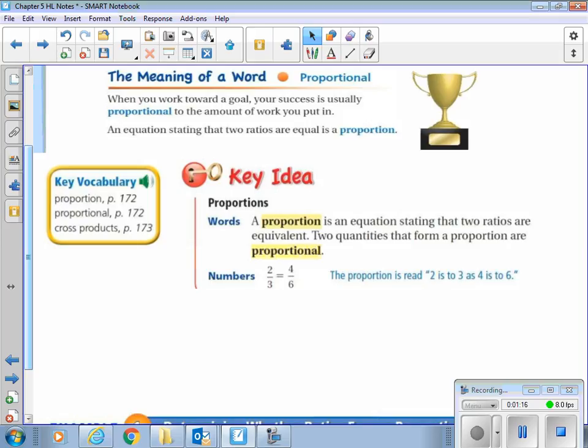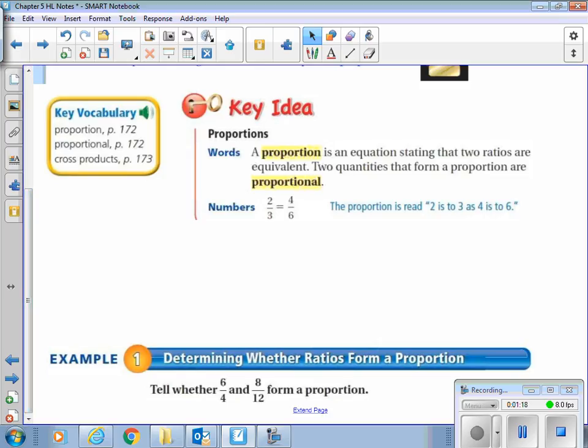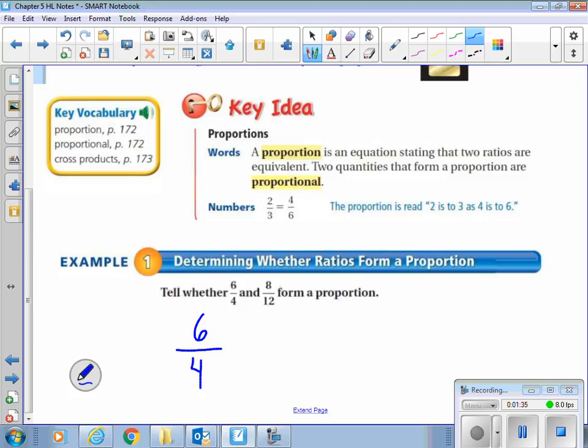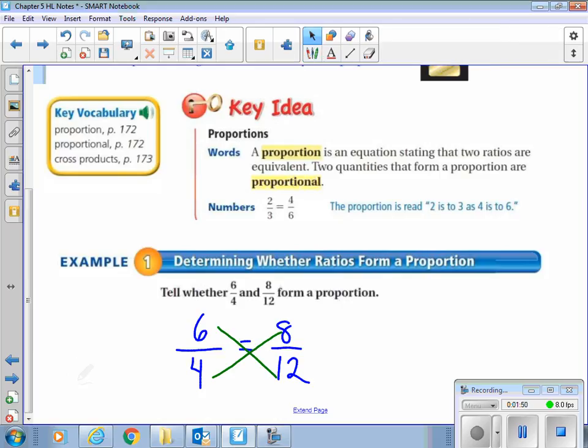So if we look at example 1, we're going to show you how to determine whether these two ratios are proportional. So we're looking at 6 to 4 and 8 to 12. There are two ways of going about doing this. One way is to find their cross products, meaning multiply diagonally. And if you end up with the same answer diagonally, then those two ratios are a proportion.